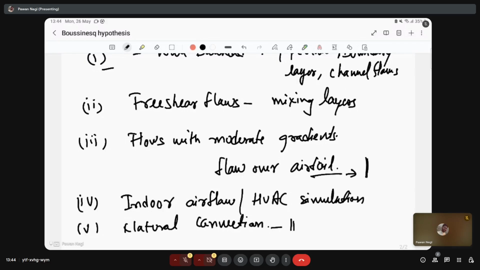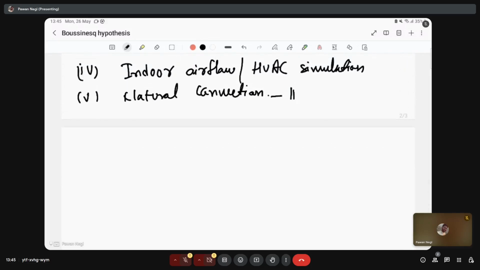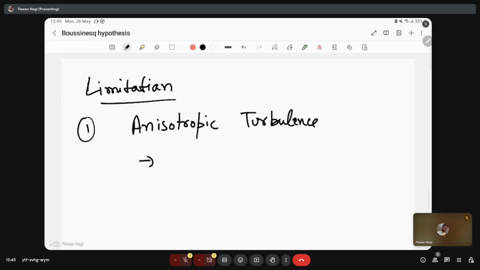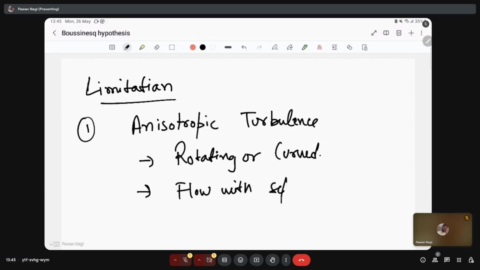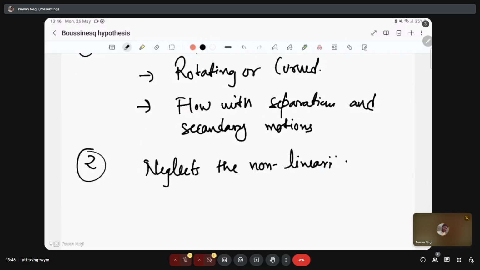Now let's talk about the limitations of Boussinesq hypothesis, that is, in what kind of scenarios we cannot apply these models which are based on Boussinesq hypothesis. Number one, if there is anisotropic turbulence, then we cannot use Boussinesq hypothesis. Examples of this are rotating or curved flow, like in a bent pipe, and flow with separation and secondary motions. Number two is that this particular hypothesis neglects the nonlinearity present in real turbulent flows.